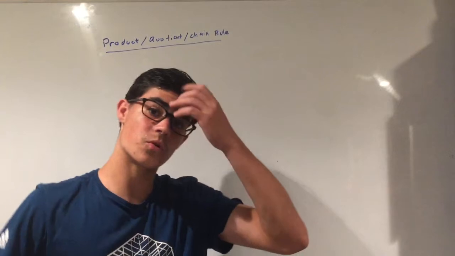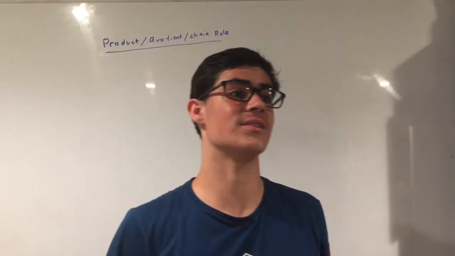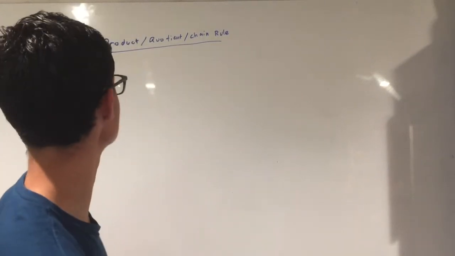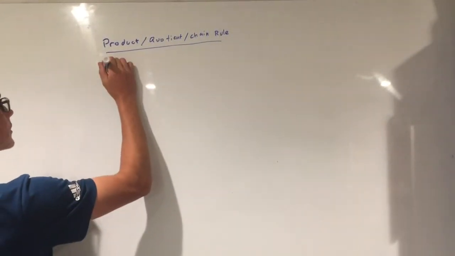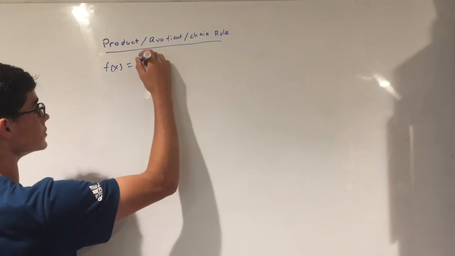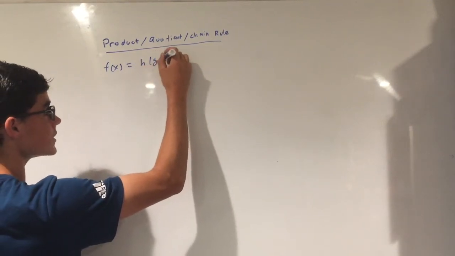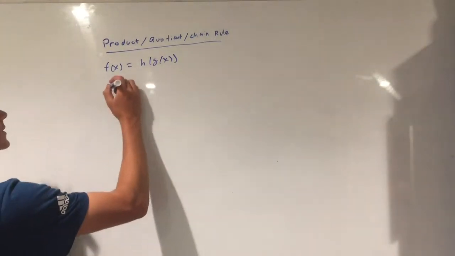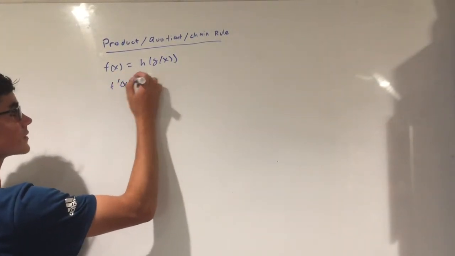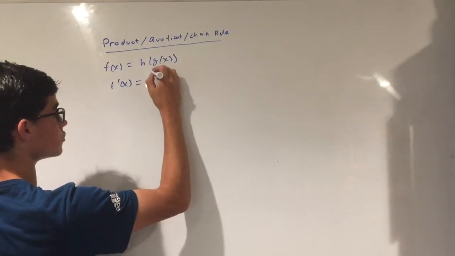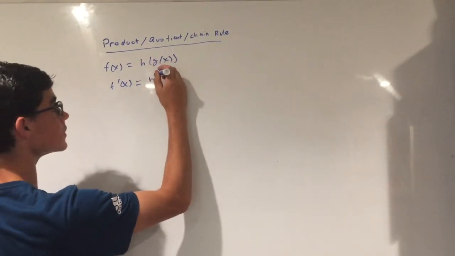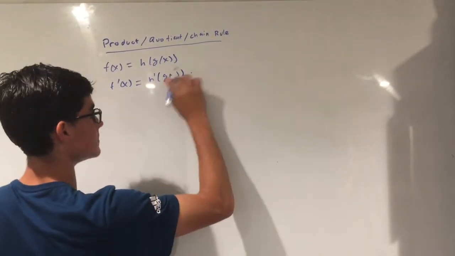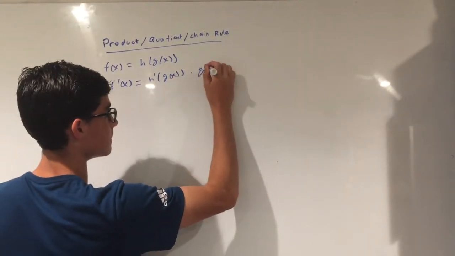Now, the chain rule could be one of the more useful ones because you will see it everywhere later on in calc. When we write out the chain rule, we write it out as f of x is equal to h of g of x. And so what the chain rule allows us to do is represent f prime of x as equal to the derivative of the outside function, leaving the inside the same, times the derivative of the inside.